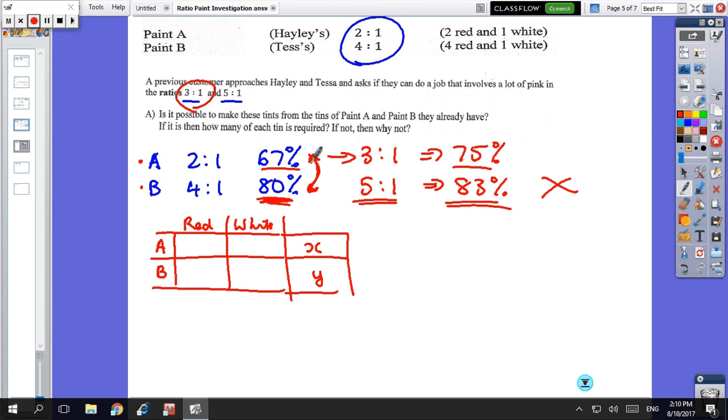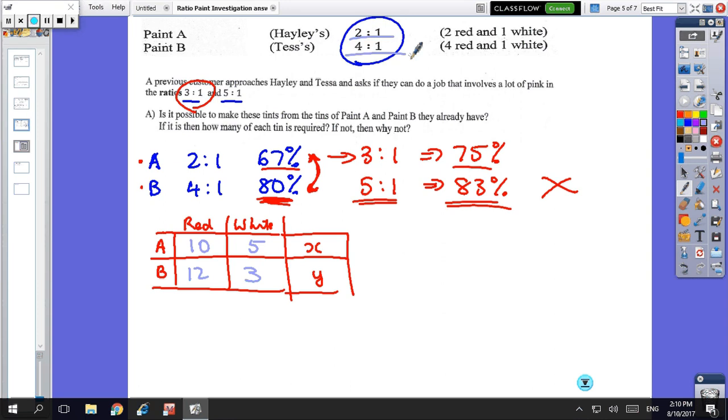Okay, so this is the approach I did. For the first one, we know that they come in 15 litre cans. In can A, we have 10 litres of red and 5 of white, and in can B, we've got 12 litres and 3 litres. So that is your 2 to 1 and your 4 to 1 ratio.